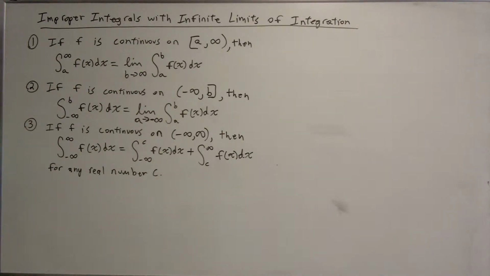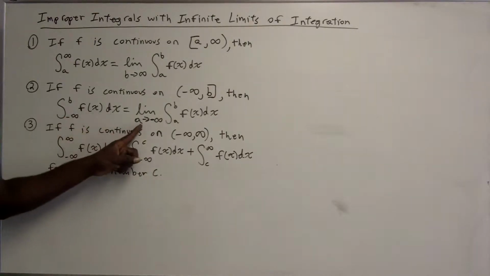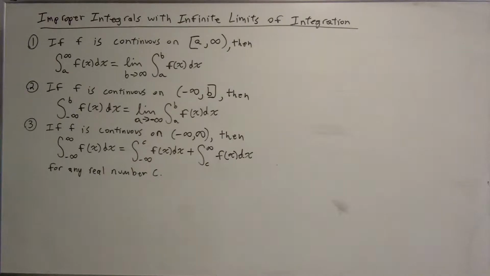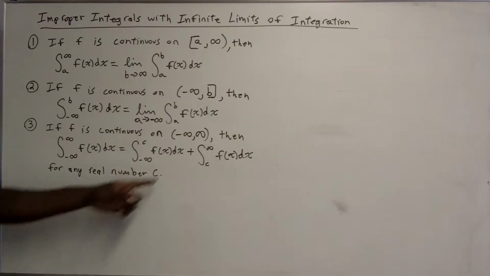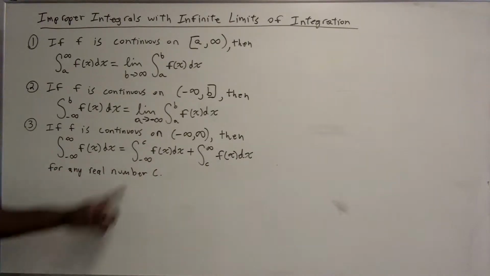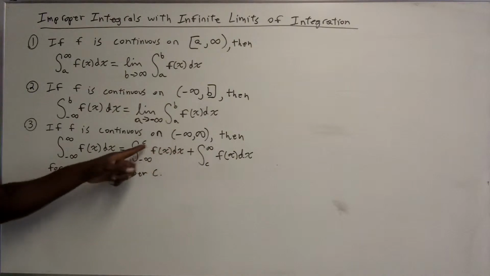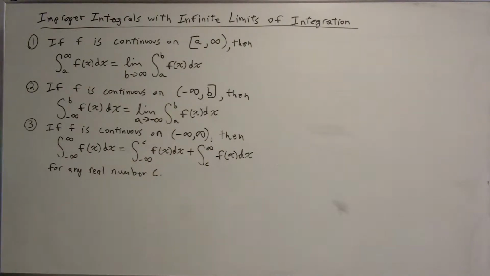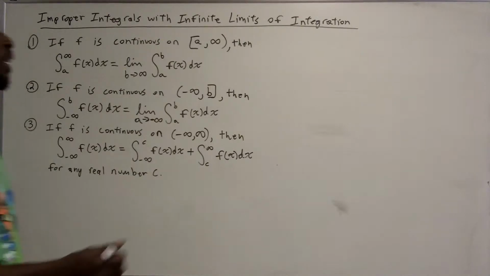The second case is where the lower limit of integration is negative infinity. If the lower limit of integration is negative infinity, we're going to use this definition. And the third case is where the limits of integration are negative infinity to positive infinity. In that case, we're going to use this definition where we split the integral up into two parts with some real number c on the interval from negative infinity to infinity. So let's take a look at an example.